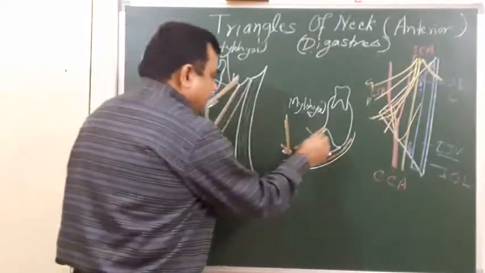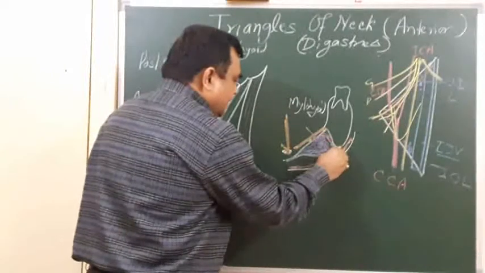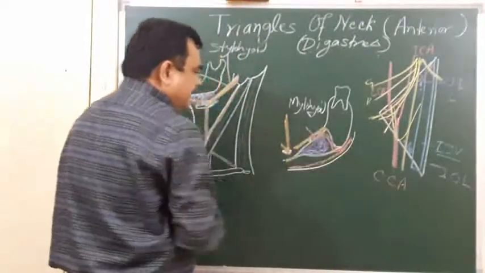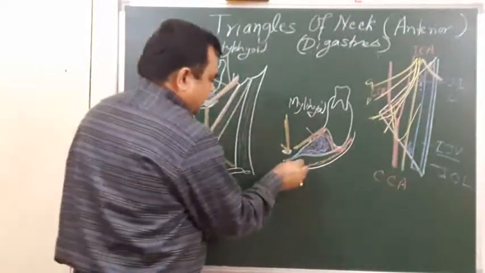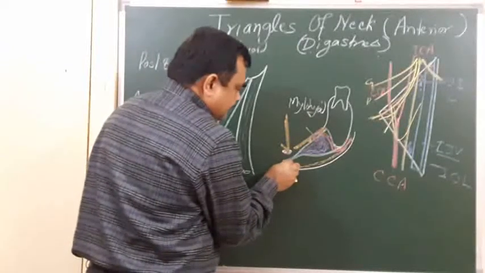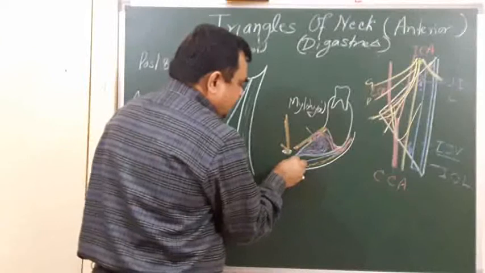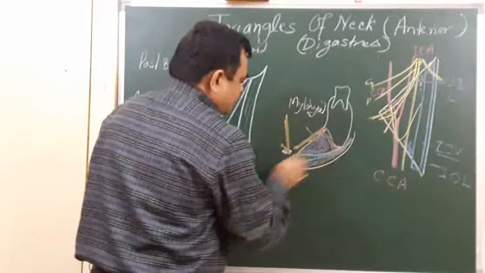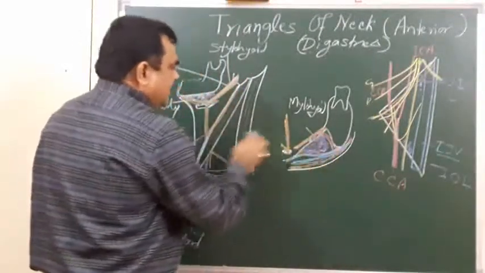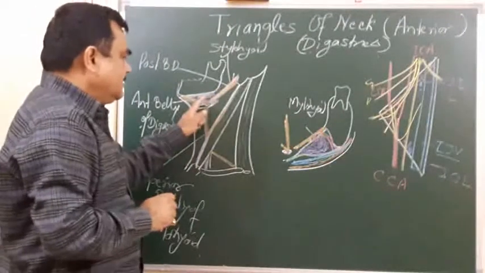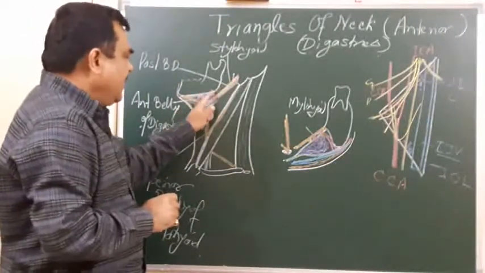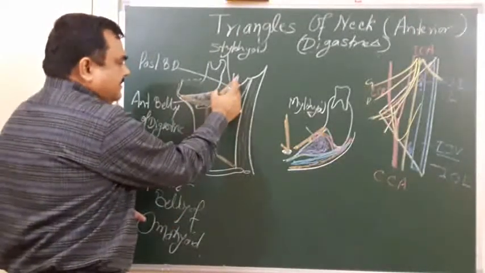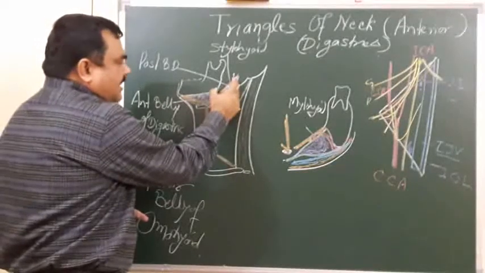and here is the position of the facial artery. This lies here like this. This is the facial artery, and another thing, this is the facial vein. Here lies the facial vein. So these structures form the content of this digastric triangle in its anterior part up to here, and in its posterior part, in this portion, the contents are different.